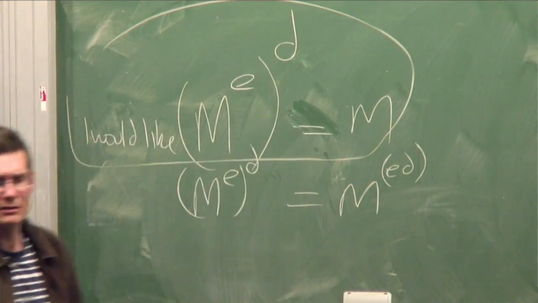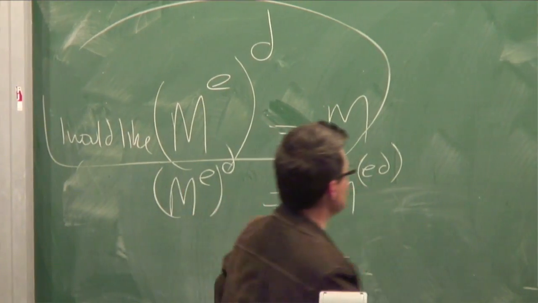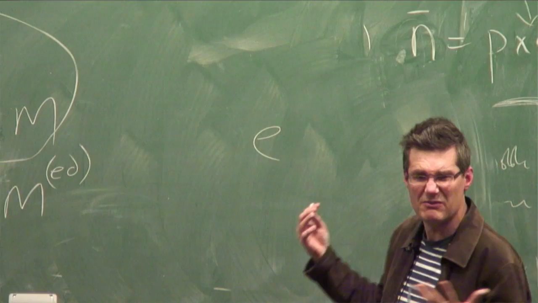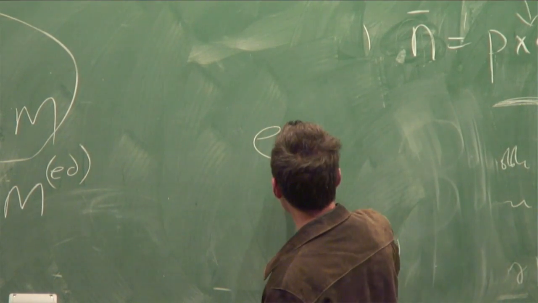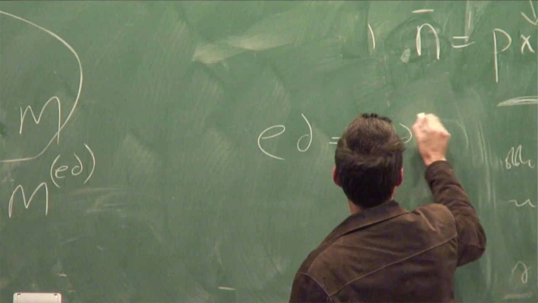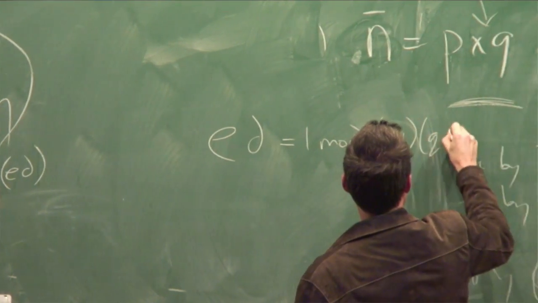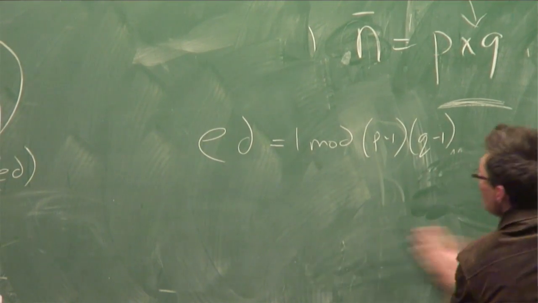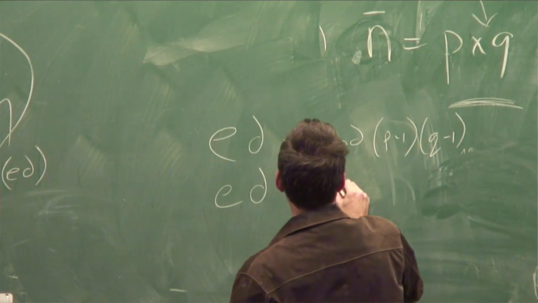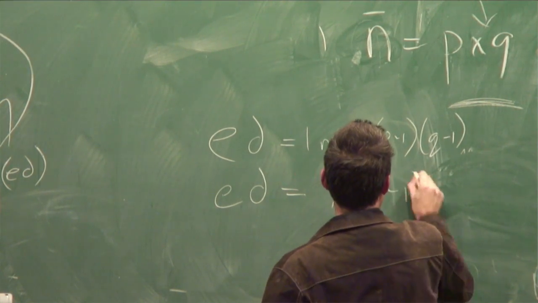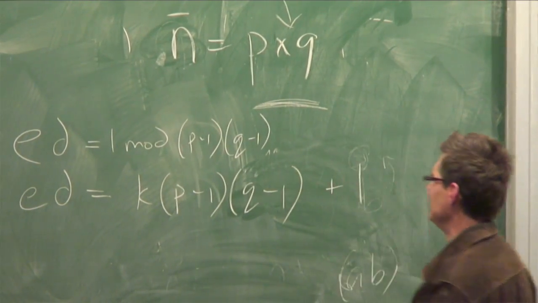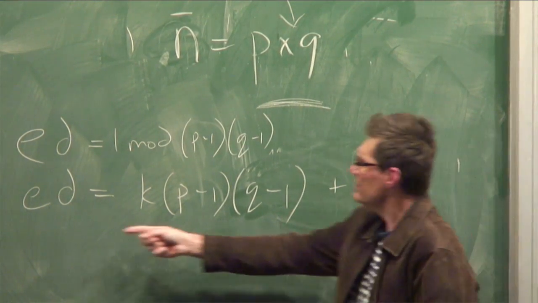Is everyone happy with that? And what's D? D is a decryption key. So if we pick an encryption key of E, the decryption key was its inverse, wasn't it? Do you remember what the inverse is? The inverse is something such that E times D equals 1 mod (P minus 1)(Q minus 1). What does it mean to be 1 mod (P minus 1)(Q minus 1)? It simply means that ED equals some multiple of (P minus 1)(Q minus 1), I know to my sorrow, plus 1. That's very sad.